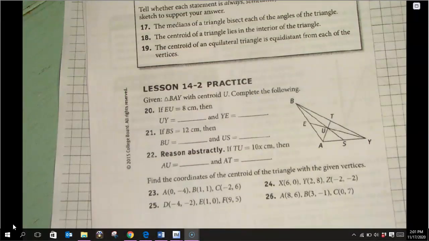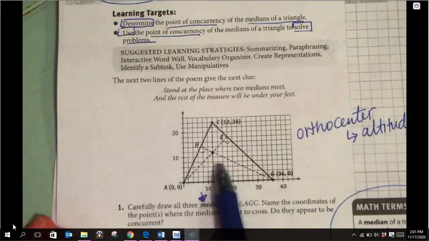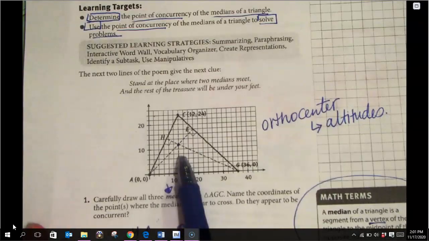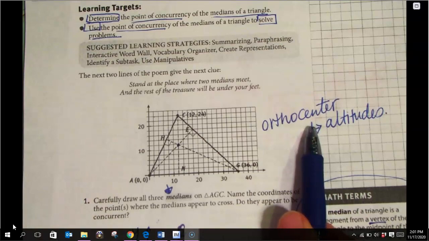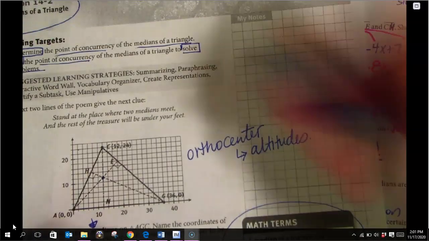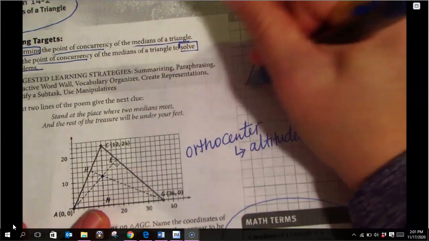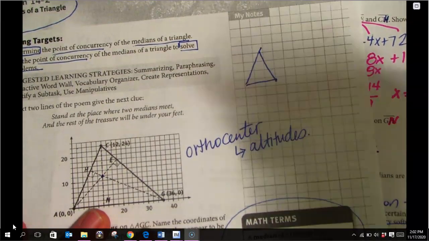So let me recap this lesson for you and tell you what your homework is. Okay, so first thing that we talked about is that the altitudes, what we've done previously, gives us what's called an orthocenter. Okay, if you watched my homework yesterday and I talked about what we did in the homework, we talked about that the acute triangles have an orthocenter that is inside.